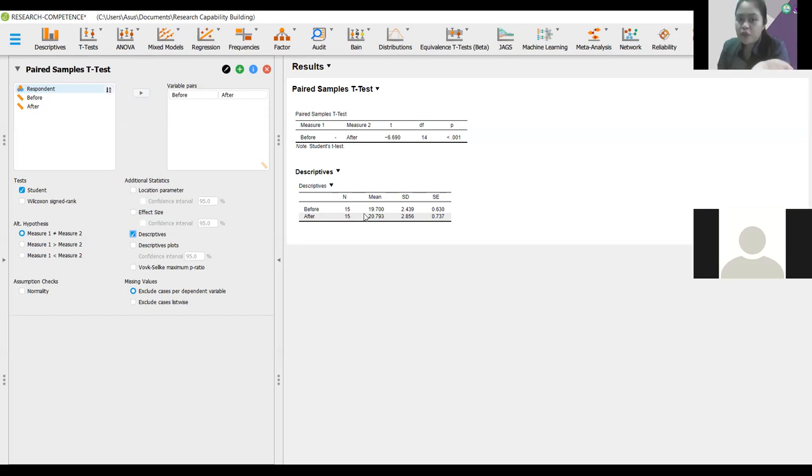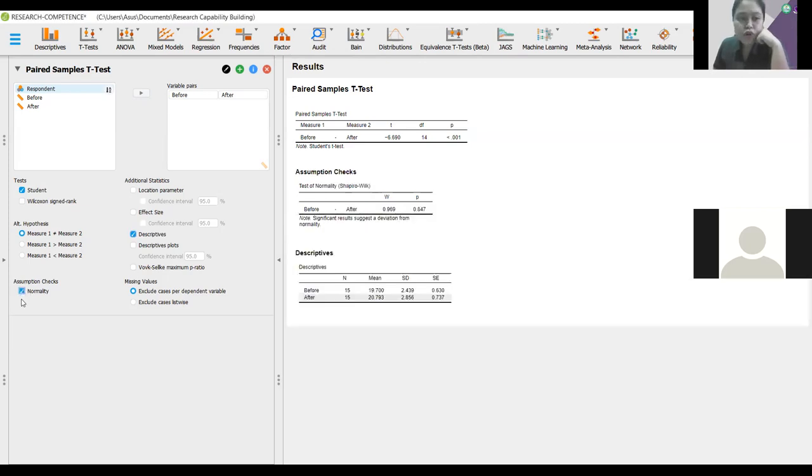Look at the p-value. So there is a significant difference. And look at the mean to see the direction of the difference. And yes, you can see in the mean that the scores after the training are really greater than the scores before the training. So you can conclude that the given training really increased the competence of the professors. Now, if you want to check if you have met the assumption for the normality of distribution, you can also do the Shapiro-Wilk test here.